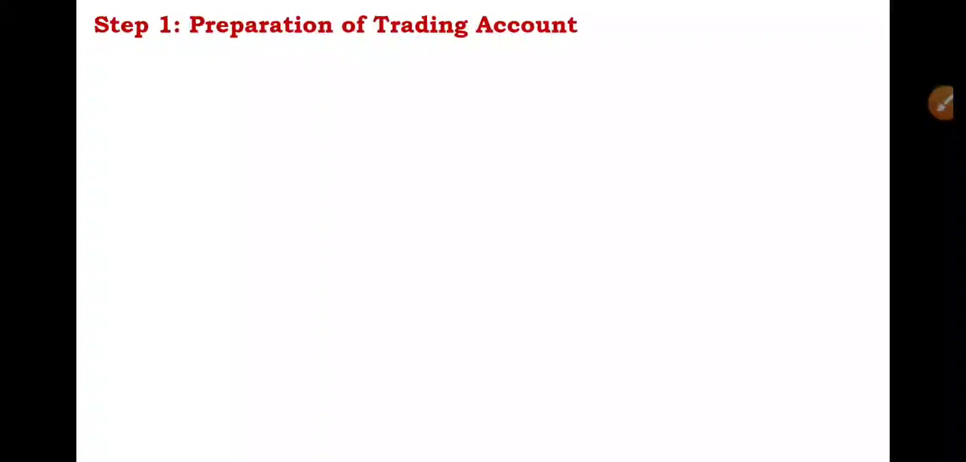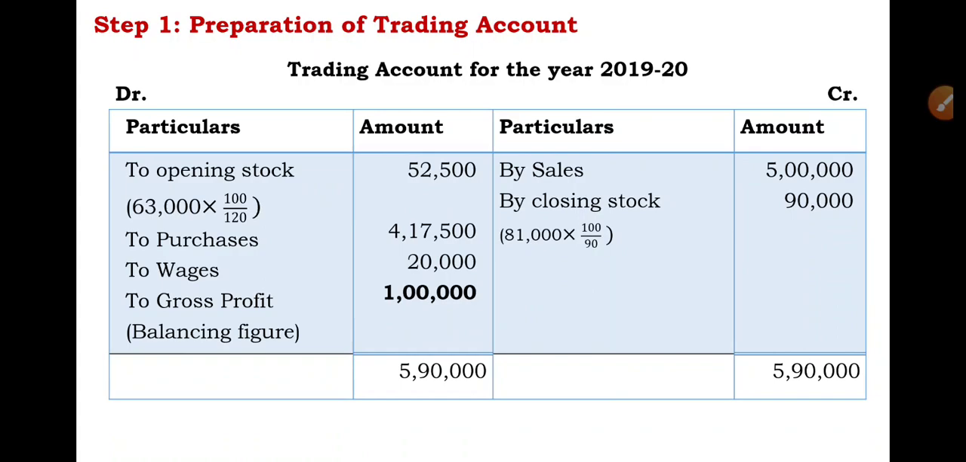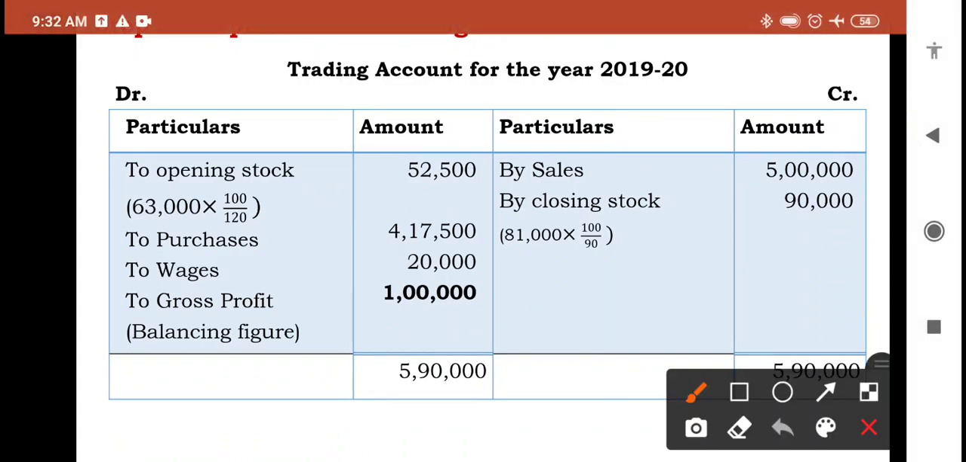Okay, so now we'll go to step number 1. Let me explain step by step. Step number 1 is preparation of trading account. Here is the trading account, for the year ending 31st 3 2020, or trading account for the year 2019-20. See here, one by one you have to record the items. Firstly, opening stock.